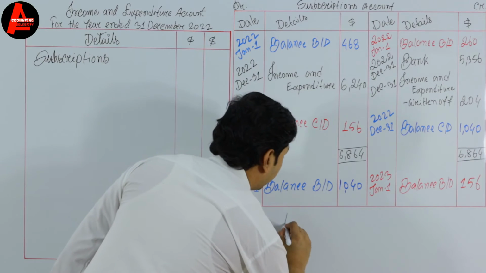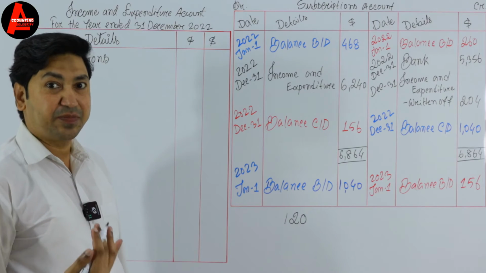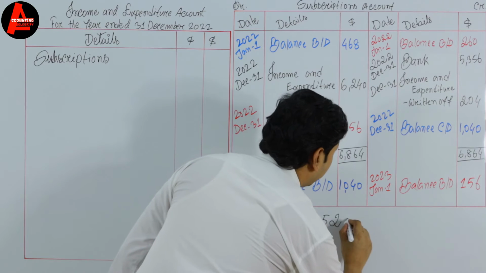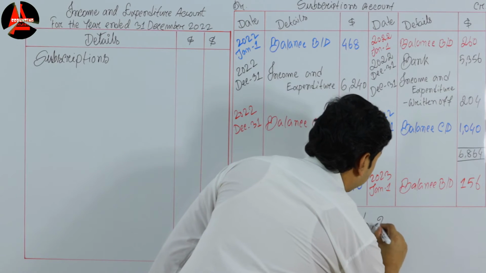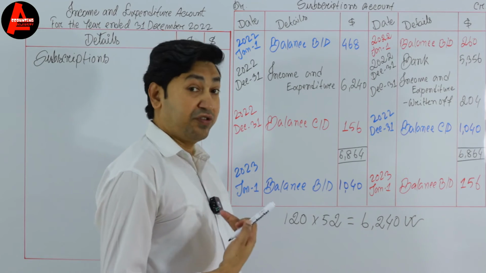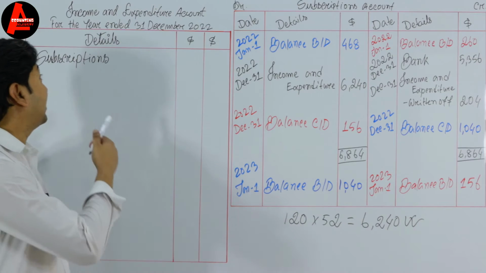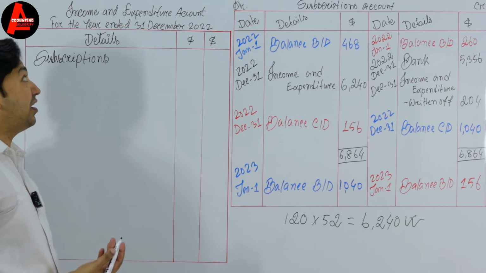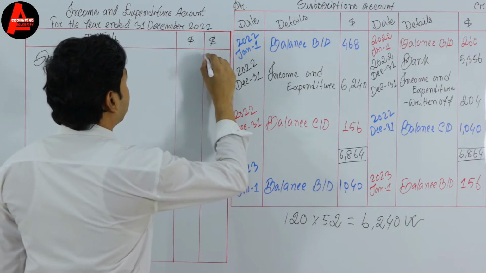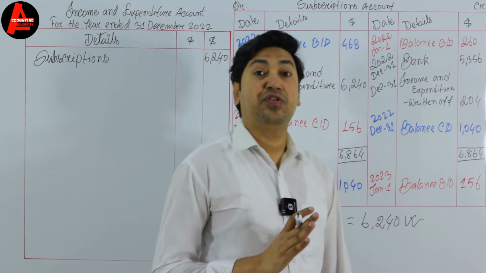So here 120, and each member pays $52 per year according to the question. So we will multiply by 52, and we get $6,240 per year. This is the revenue the club is supposed to receive every year. So this will appear first of all as subscription in this account. Let us write the amount here, $6,240. In the question we have no more incomes.